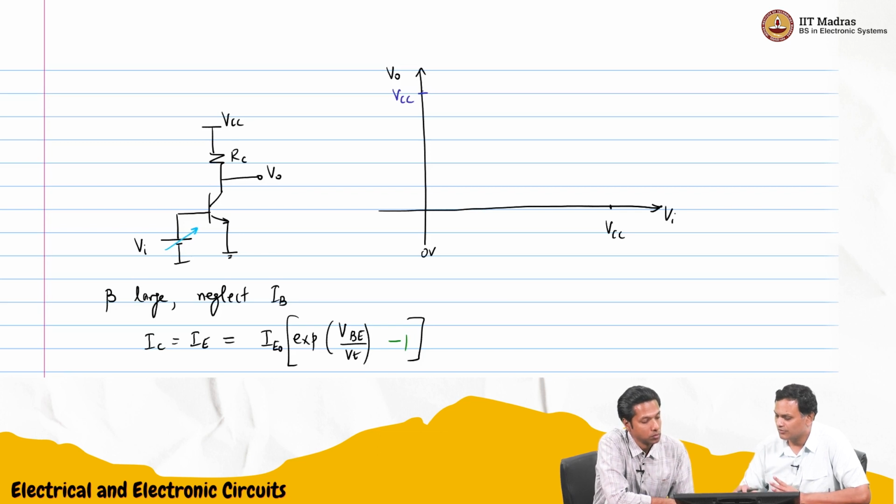Okay. So input is 0, output is VCC. Clear. Then we will increase slowly. So VBE, if you increase slowly, VI will increase. For very small values, I think we saw there is a knee point, no? This is like the diode characteristic.